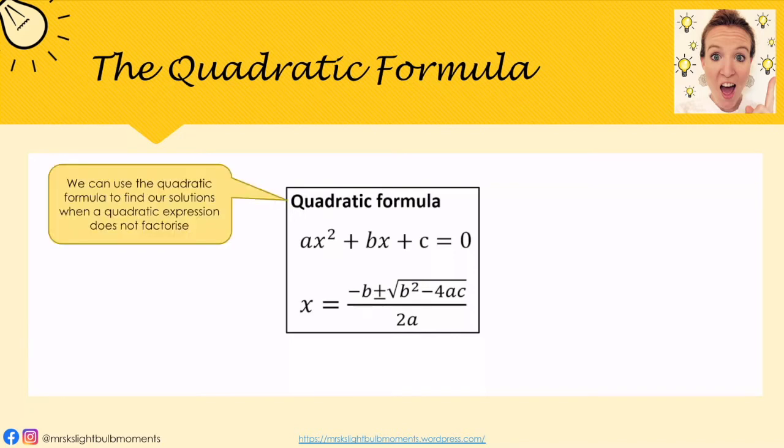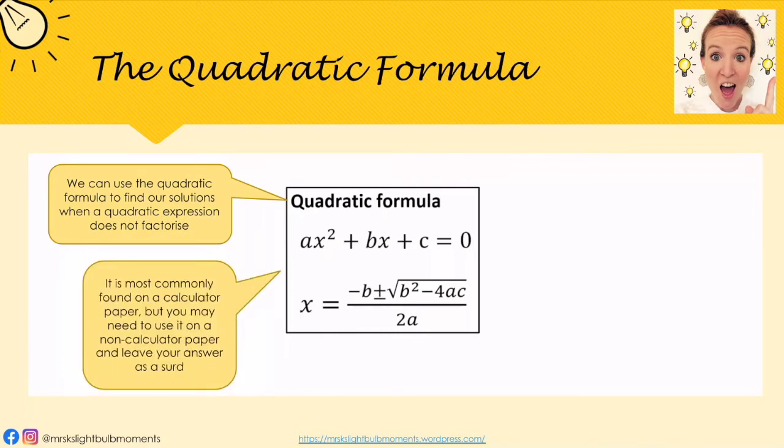We actually use this formula when we can't factorise a quadratic expression or equation. So this is to find solutions when it does not factorise into two brackets. It's most commonly used on a calculator paper, but you may need to use it on a non-calculator paper, and you just leave your answer as a surd if it's not a nice square number. So it's sort of on both there. You can just type it into your calculator for calculator paper, but you do need to know how it works as well.